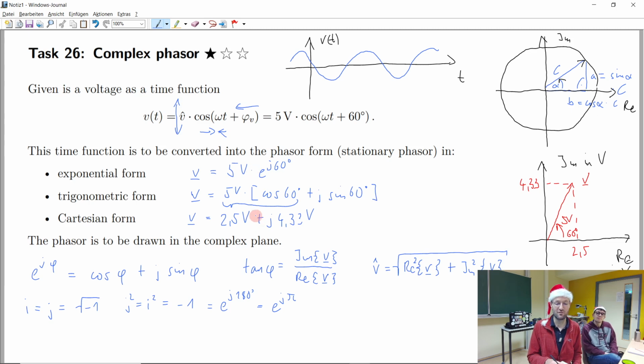It's not really possible to do sum and difference in this form. So for summation, we need to have the Cartesian form. And so that's why we need to convert between them.